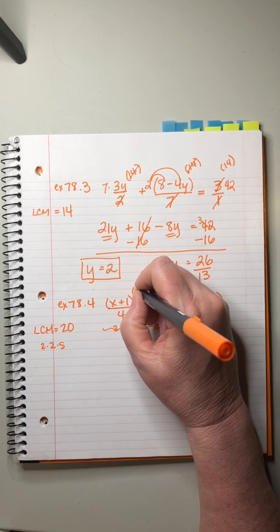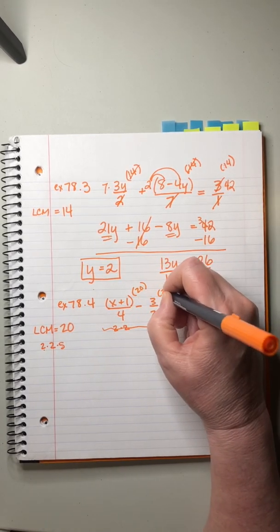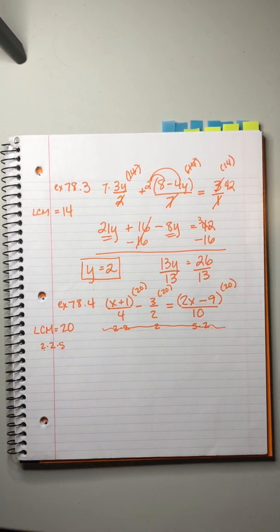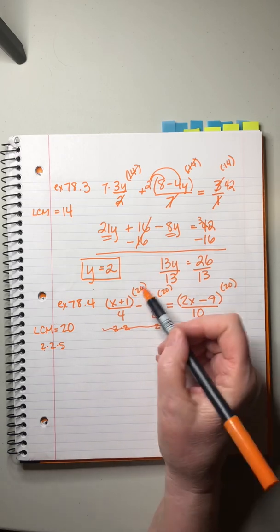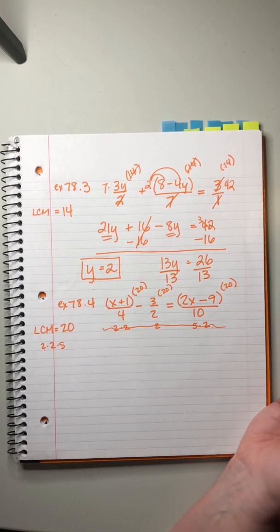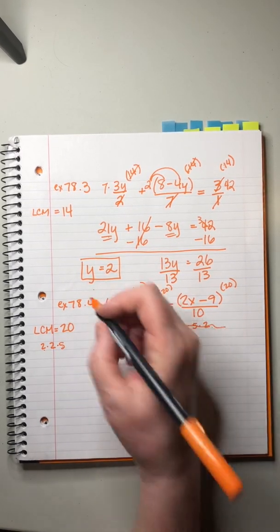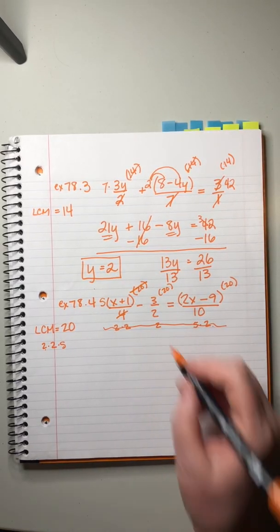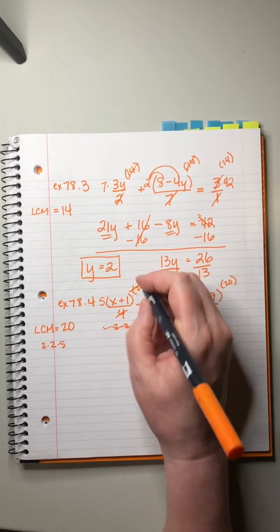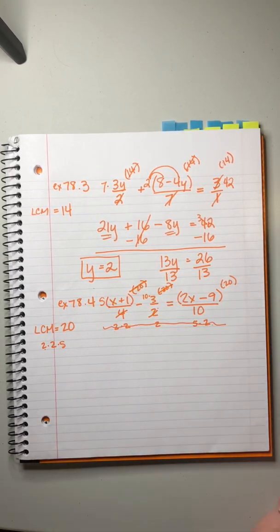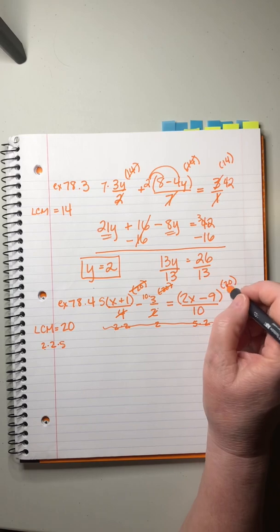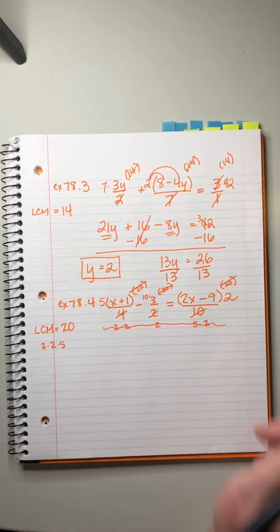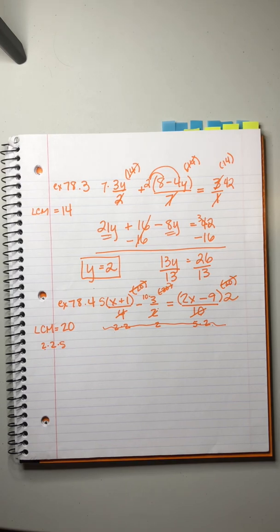Now I'm going to multiply every term by 20. Now I'm going to cancel top to bottom and multiply by what's left. 20 over 4 is 5. And I cross these out to make sure that I know I did it. 20 over 2 is 10. And then 20 over 10 is 2. And I'm putting it on the back end because I have a little more room. All right, ready?